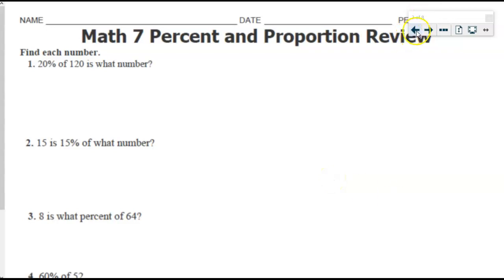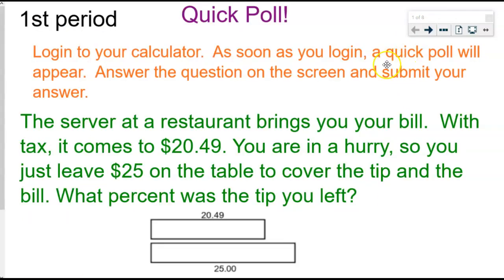To get started today, students in class worked on this quick poll and students in class struggled. So we are going to go over it. Give it a try yourself first. It's okay if you make mistakes. We can learn from those mistakes, but see what you know first and then we'll do it together.